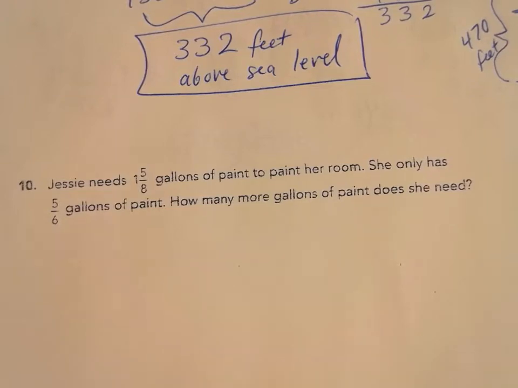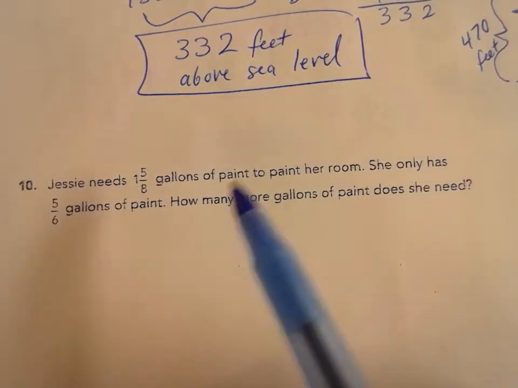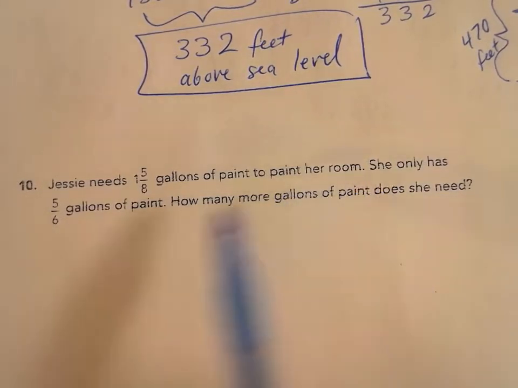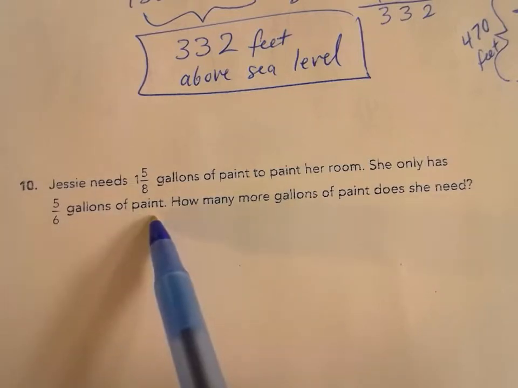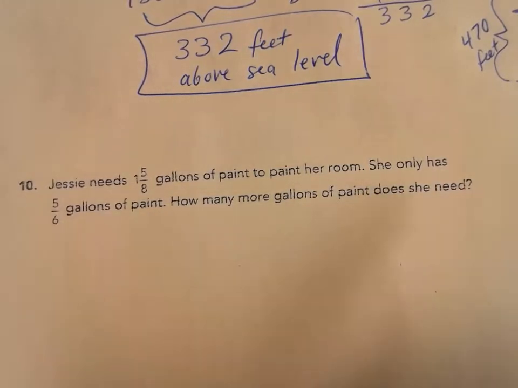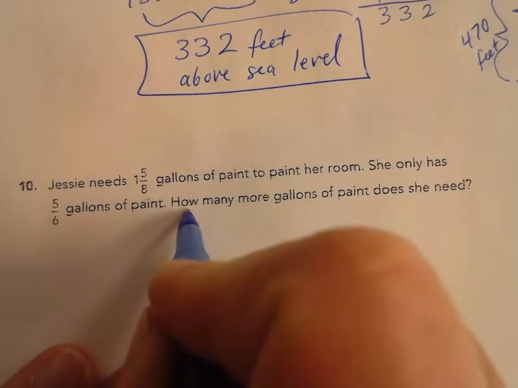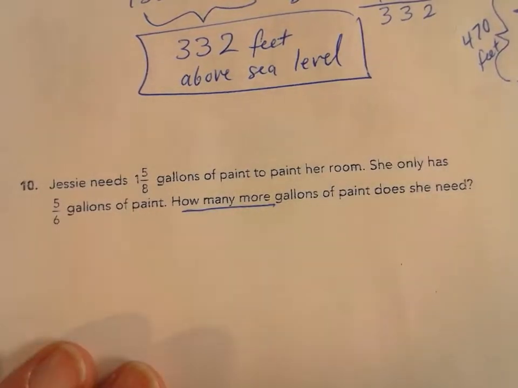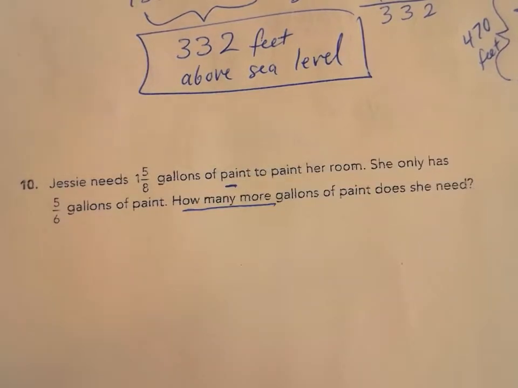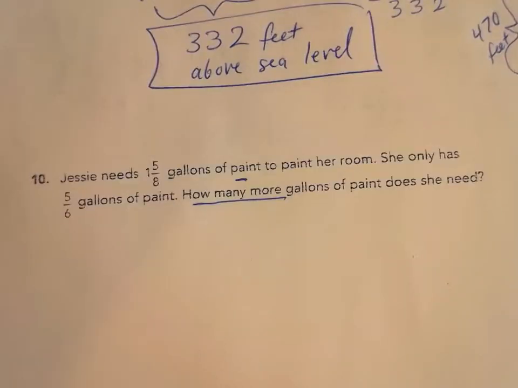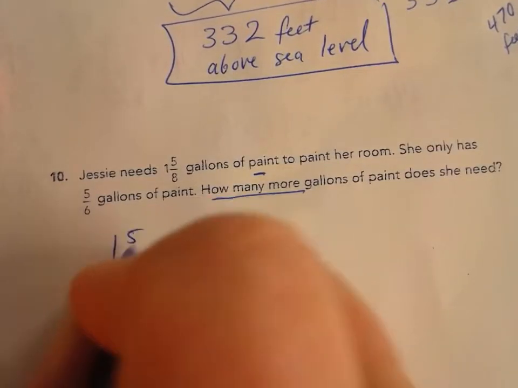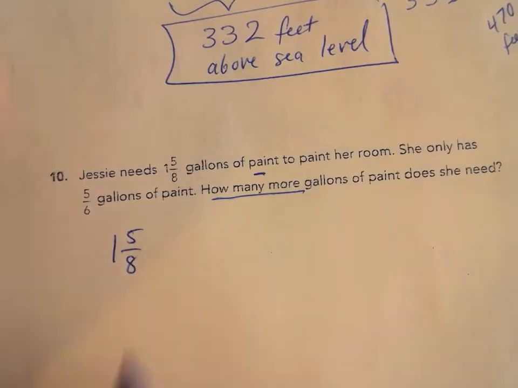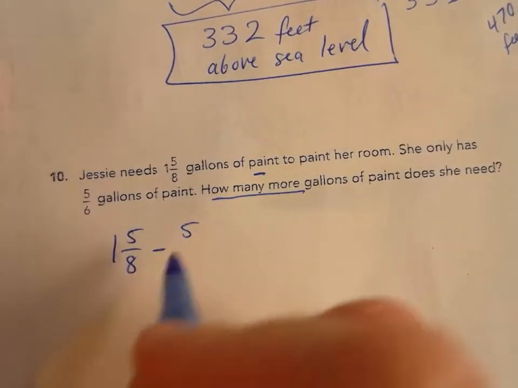Number 10. Jessie needs 1 5/8 gallons of paint to paint her room. She only has 5/6 gallons of paint. How many more gallons of paint does she need? How many more is a big clue to me. This is oftentimes talking about a comparison, or in this case, subtraction. So what does she have to start with? This 1 5/8. How much am I taking away? The 5/6 she already has.